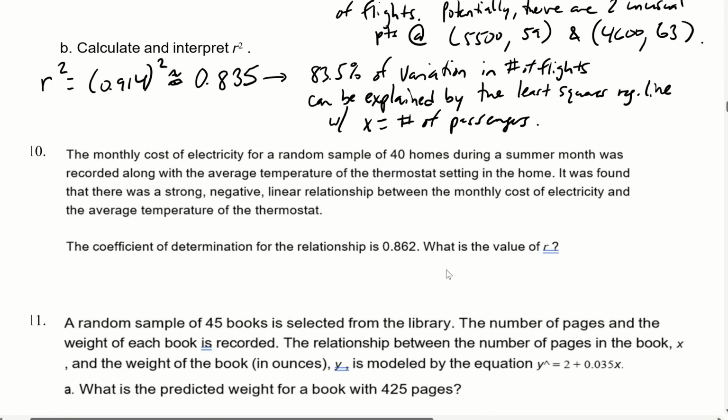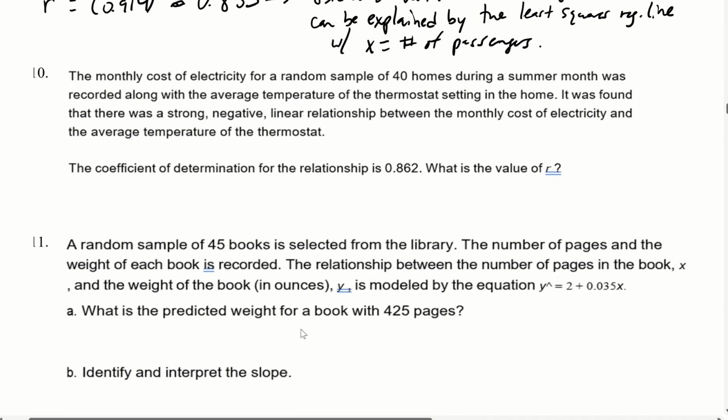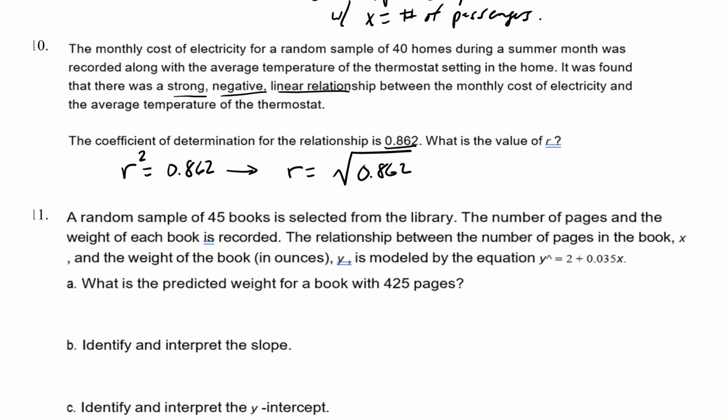Okay. All right, so number 10, the monthly cost of electricity for a random sample of 40 homes during the summer month was recorded. Okay, so it says there was a strong negative linear relationship between monthly cost and the average temperature of the thermostat. The coefficient of determination is 0.862. What is the value r? Okay, so they say r squared is 0.862, and so to get r, we need to take the square root. How do we know whether it's positive or negative? Well, they just said it's negative here, so we're going to have to put a negative sign, okay?